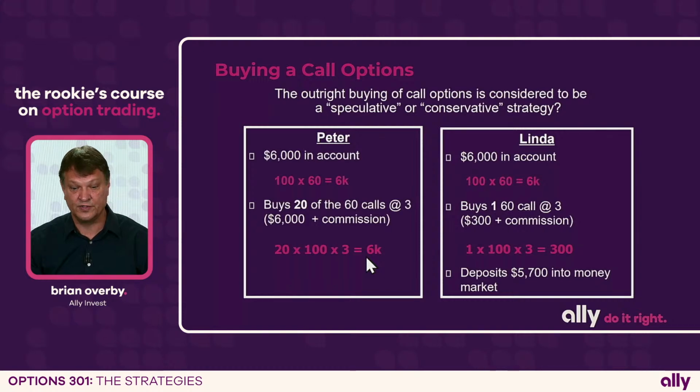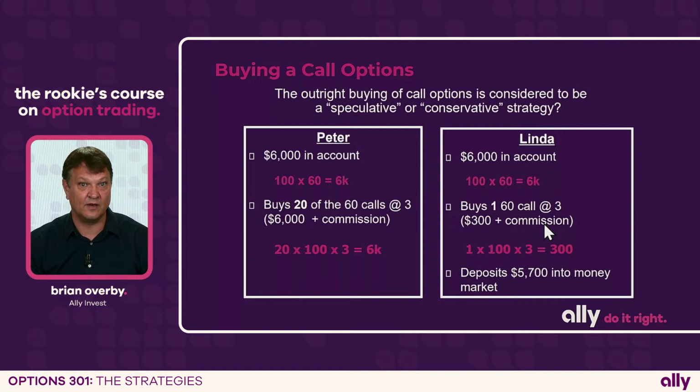Linda, on the other hand, goes to the Rookies course on options, and Linda has the same concept. She likes stock XYZ, and she has $6,000 in her account also, and she decides that she's going to buy one call option because over the short term she's a little bit nervous about what might happen to XYZ. So you can look at it as Linda approaching this as a fear of missing out. I'm a little nervous about the downside on XYZ, but I do think that it could go up over time. So I am going to buy one call option, which allows me to buy that 100 shares, and I'm going to pay $3 for it.